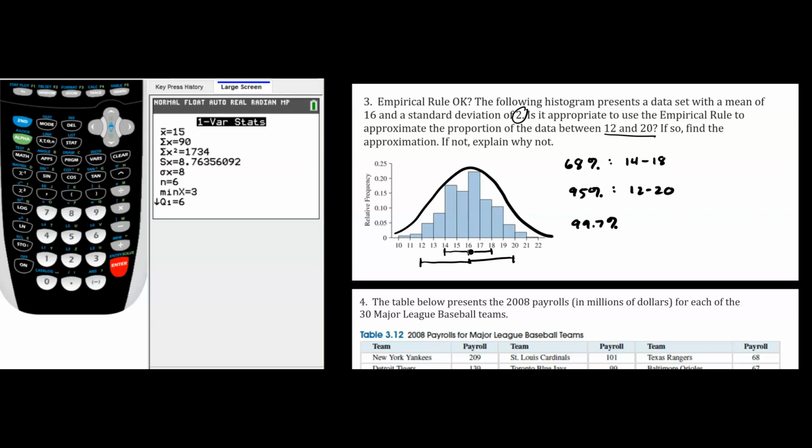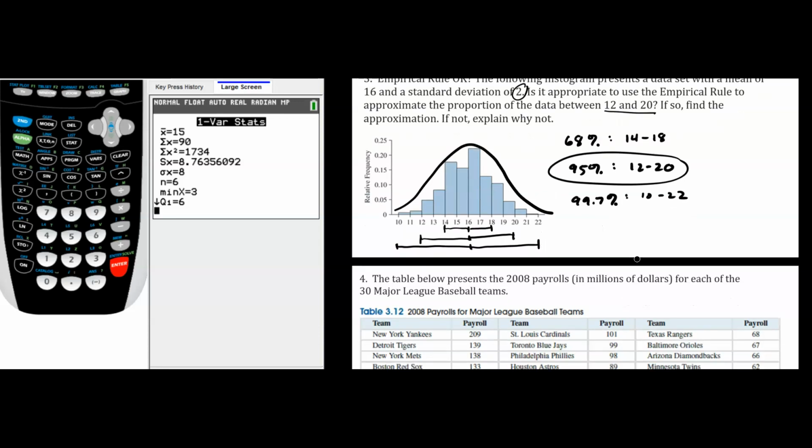And then if we started at the mean of 16 and we deviated 3 standard deviations, then we'd be going all the way up to 22, and then we'd be going all the way down to 10. So we get that interval of 10 to 22. So to answer our question, what proportion of data is between 12 and 20? Well, we can clearly see that it's 95%.